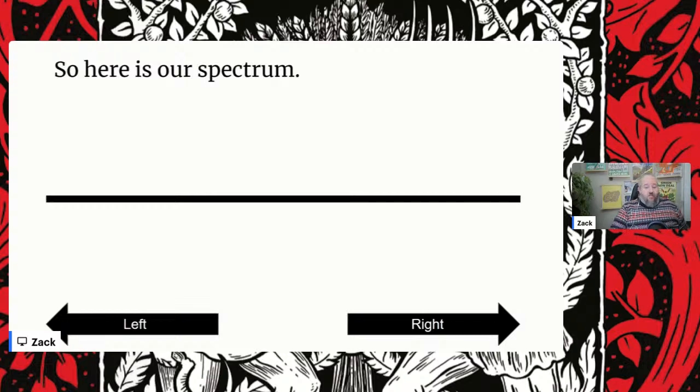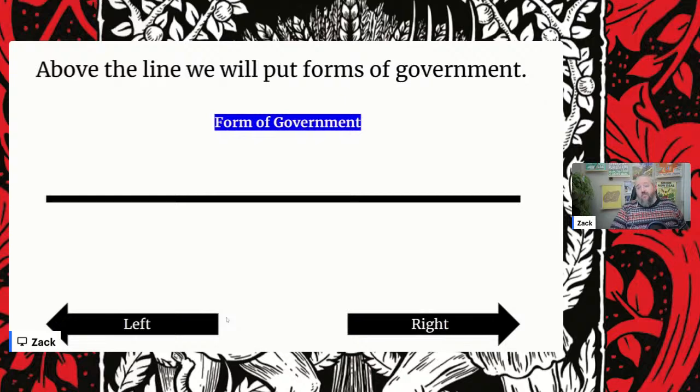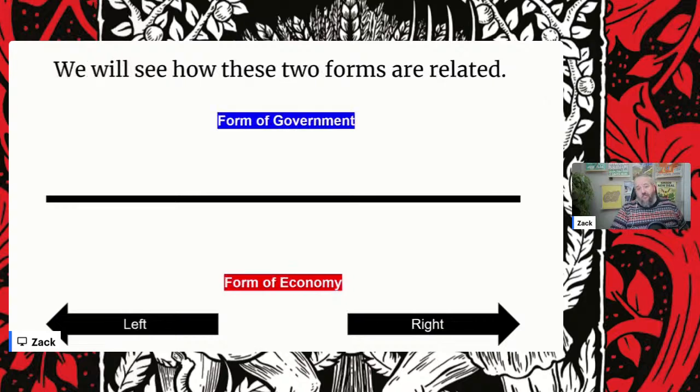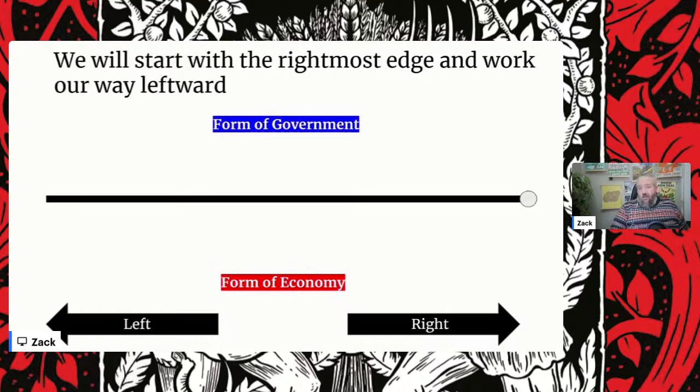So here's our basic spectrum. We have the left, we have the right. Above the line, we are going to put the forms of government. Below the line, we will put the forms of economy. And we will see how these two forms are related and, in fact, often dependent and feed into one another. We will start with the rightmost edge over on this gray dot here, and we're going to move our way leftward, and that will make sense in a minute.